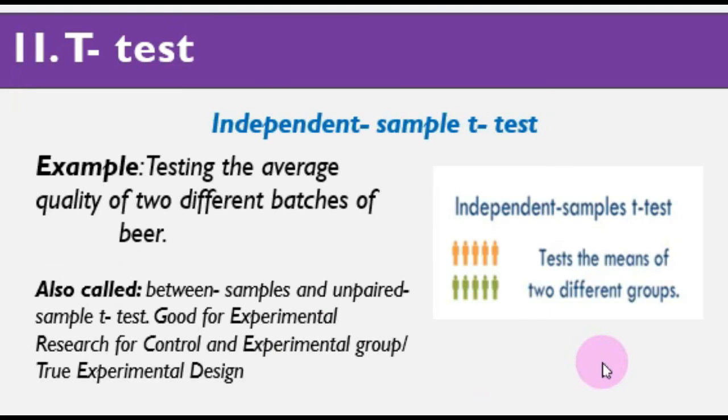Okay? So, independent sample t-test, example: testing the average quality of two different batches of beer. Okay, so that is the example. These independent sample t-tests are best used for experimental groups between the subjects. Okay, so ito yung ginagamit.